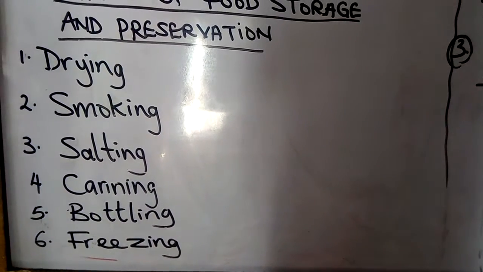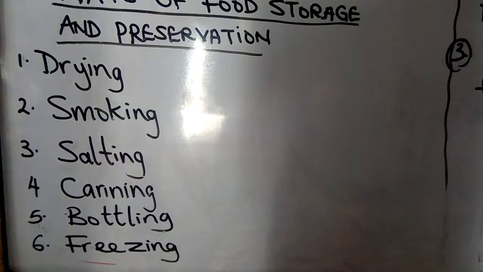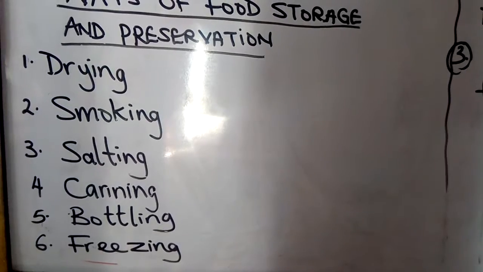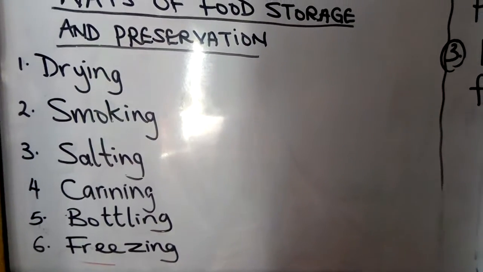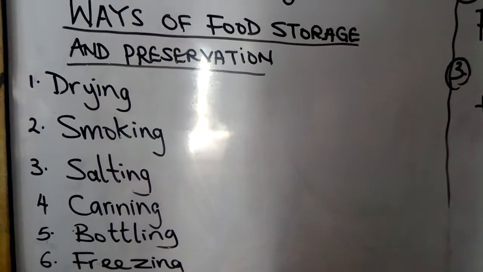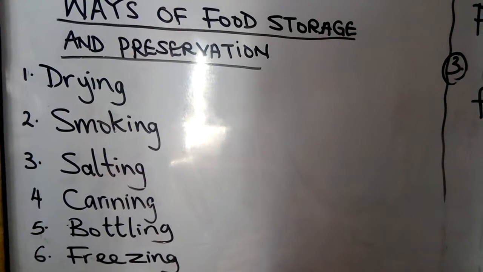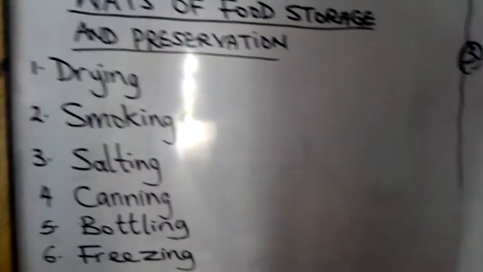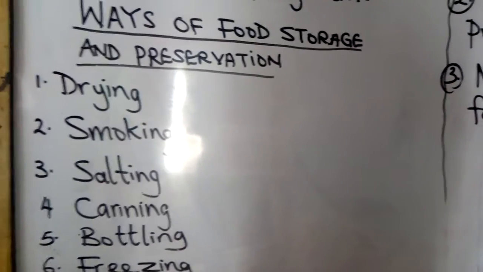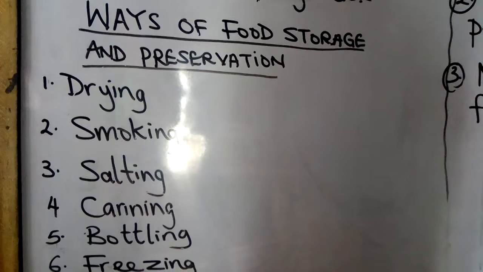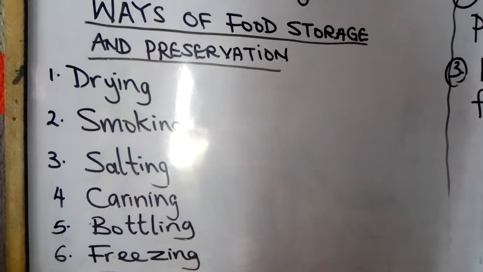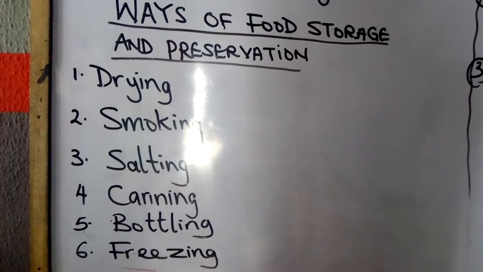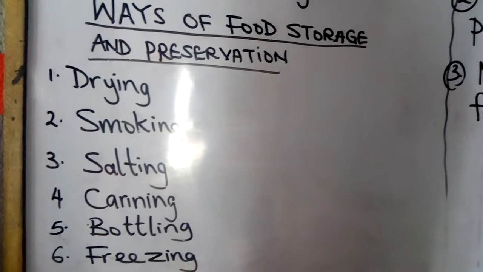Number 6, we have freezing. Can anybody tell me what you understand by the word freezing? Yes, you are right. It's a way of preserving food by using our refrigerator. When mommy buys fish, maybe more than what she can use in a day, mommy will take the fish and keep it inside the freezer. After cooking, mommy will take part of the food and keep it inside the freezer. Why? Because mommy wants to preserve the food from getting spoiled.